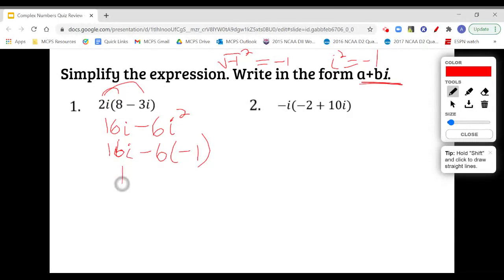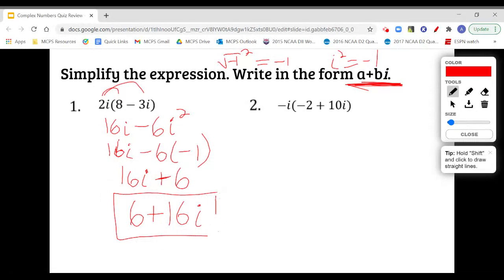Now, negative 6 times negative 1 is positive 6, so that leaves me with 16i plus 6. From there, there's nothing else to simplify because I have my real term, I have my imaginary term, can't combine further. But I will say we should go back and remember that we write our final answers in the form a plus bi, which means our real term, then our imaginary term. So I'm just going to rewrite this real quick by putting my real term first and my imaginary term second. And I get an answer of 6 plus 16i.